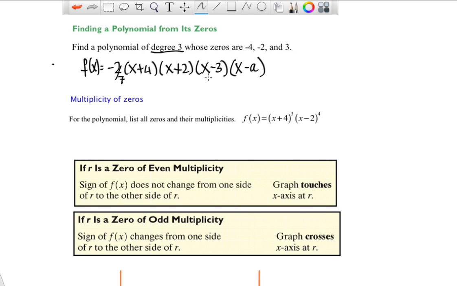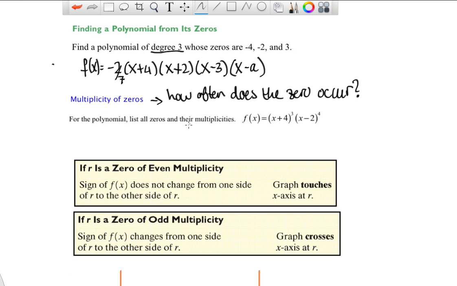Another concept tied to zeros then is the multiplicity of zeros. And the multiplicity of zeros just means the following. And it's not a real math definition, but it is how often does the zero occur? That's what multiplicity is asking you.